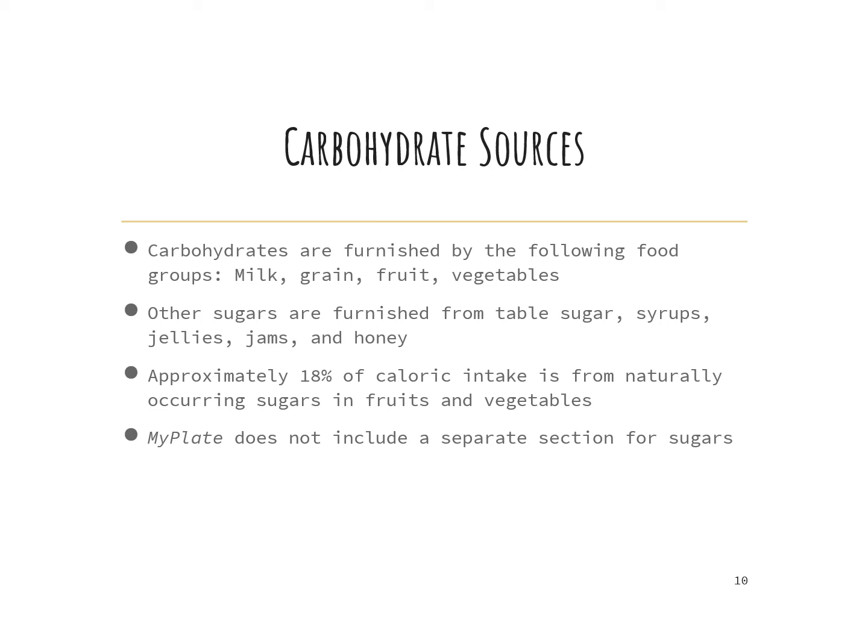Carbohydrates come from food groups like milk, grain, fruits, and vegetables. Typically, carbohydrates come from plant sources. The only way you can get a carbohydrate source from an animal product is going to be through milk. And we also see it from sugars that are furnished from table sugar, like syrups, jellies, jams, and honey. Approximately 18% of caloric intake is from naturally occurring sugars, like in fruits and veggies. The rest of the sugar that we get is from manufactured sources.